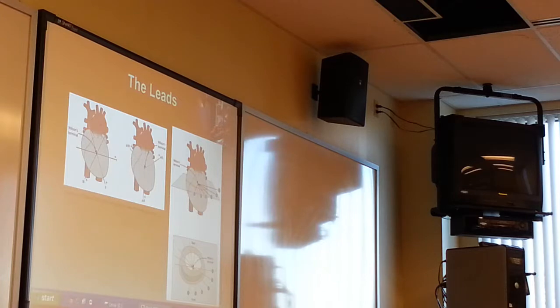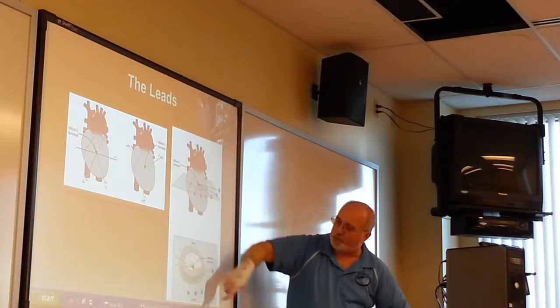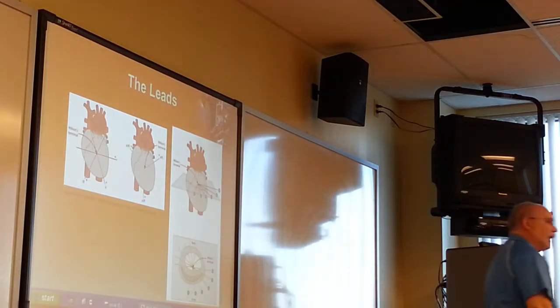Okay, so here we're back to this configuration of Wilson's terminal, of leads 1, 2, and 3, AVR, AVL, and AVF. What is Wilson's terminal? The point where all the leads are set, all the views are set. Okay. And then when we're looking at the 12 lead, you're looking at where they intersect, and then you have the frontal view and the back view of that, right? So that's the 12 lead right there.